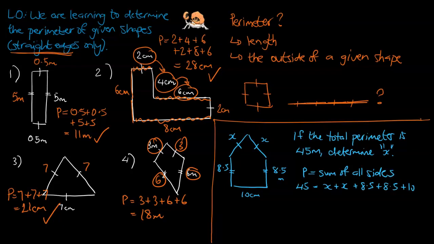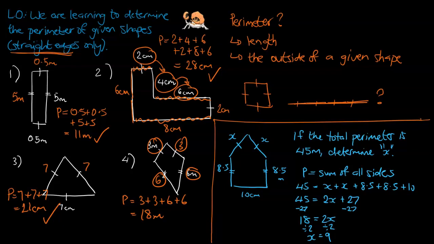We're now going to simplify our expression. So 45 is going to be equal to 2x plus 27. So we've got 8.5 plus 8.5 is 17, plus the other 10, 27. We've now just got an algebraic equation, a fairly straightforward one as well. So we're going to go minus 27, minus 27. So that means 18 is going to be equal to 2x. And we're going to go divide by 2, divide by 2. X down the very bottom is going to be equal to 9.